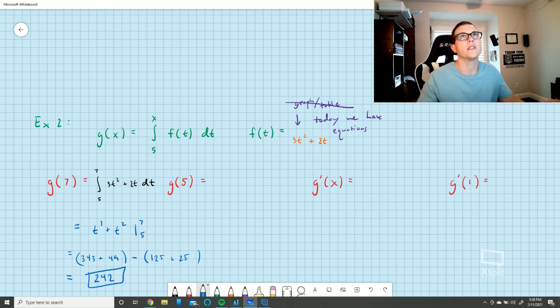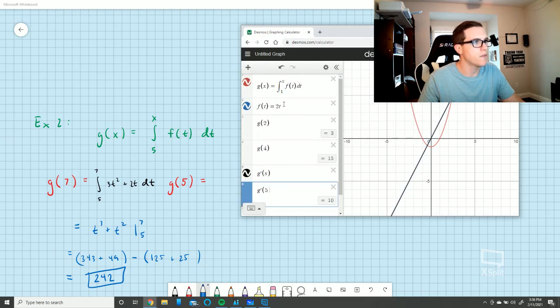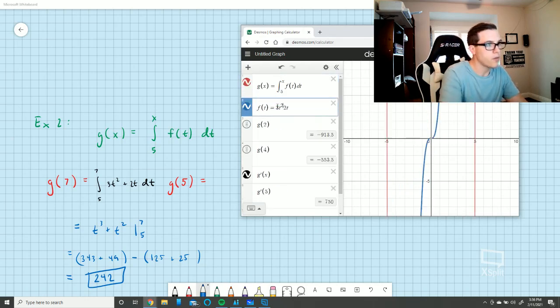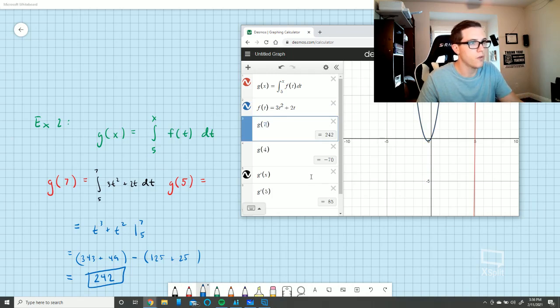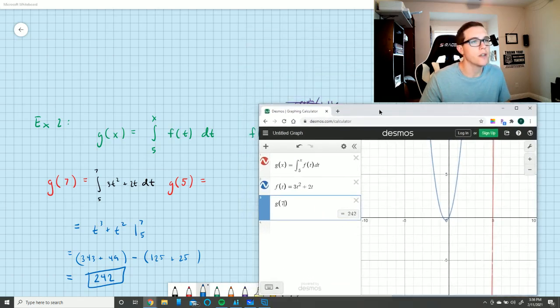Real quick, we can see that Desmos did the same thing. So again, we'll come back, have an accumulation function. This time it's a 5. 3t squared plus 2t, g of 7. Let Desmos be your guide as you are learning how to do this.